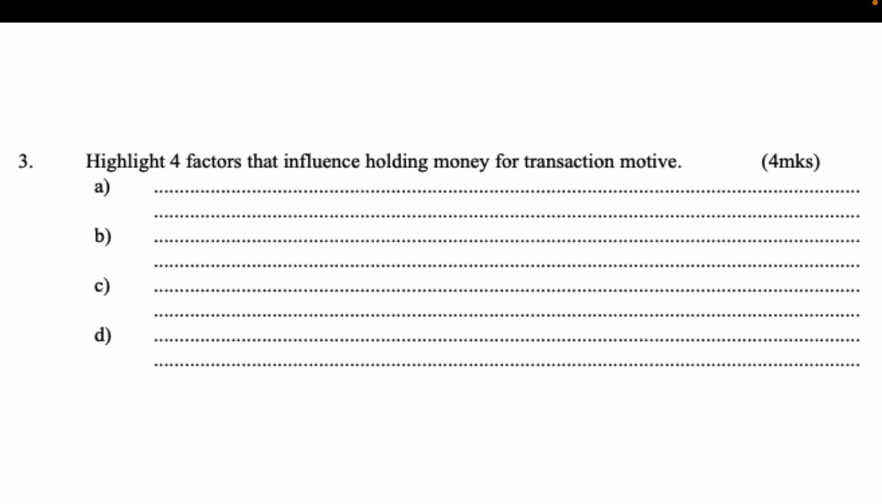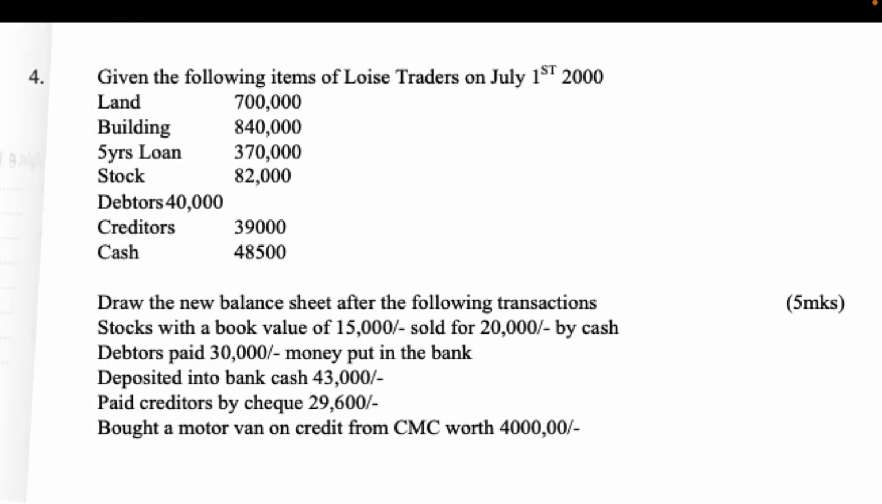4. Given the following items of Lewis Traders on July 1, 2000: Land 700,000. Building 840,000. 5 years loan 370,000. Stock 82,000. Debtors 40,000. Creditors 39,000. Cash 48,500. Draw the new balance sheet after the following transactions, 5 marks.